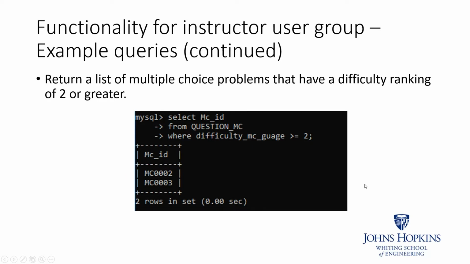Here's another example query for this user group. Suppose we want to return a list of multiple choice problems that have a difficulty ranking of 2 or greater. Well, to do that, we would select the multiple choice ID, which uniquely identifies each multiple choice problem, from the question MC table, where the difficulty gauge is greater than or equal to 2.